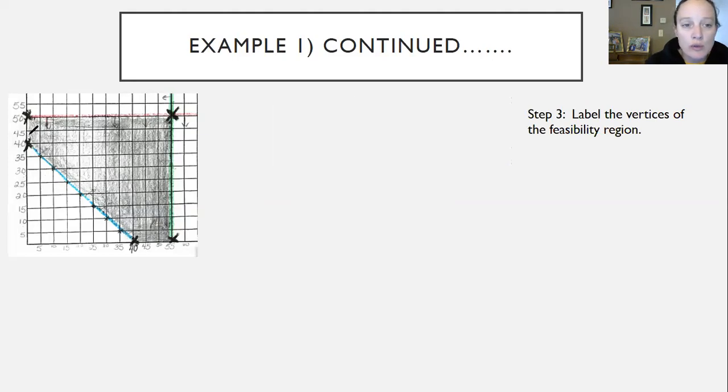So the next thing that you're going to do is you're going to put all these points in a table. Okay. All right. So my first point is 0, 40. This point I'm circling here is 0, 50.